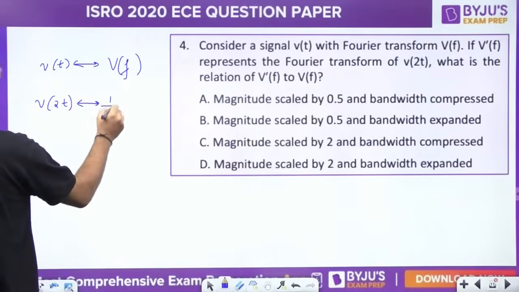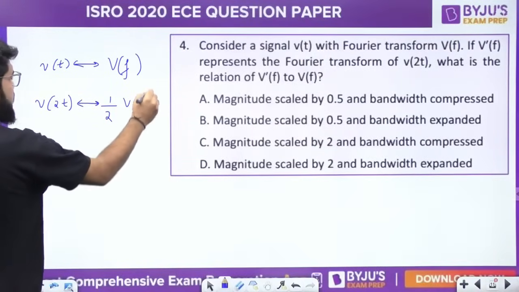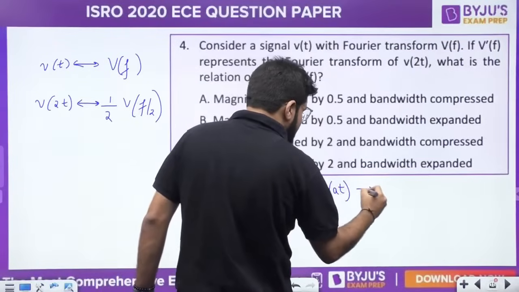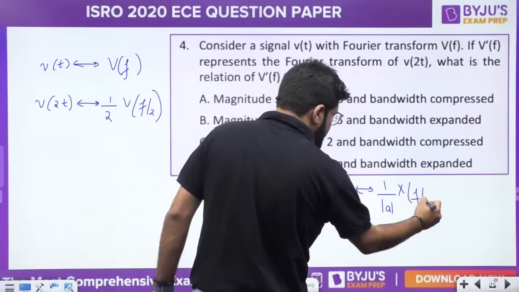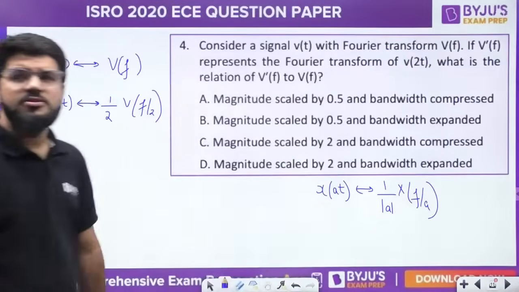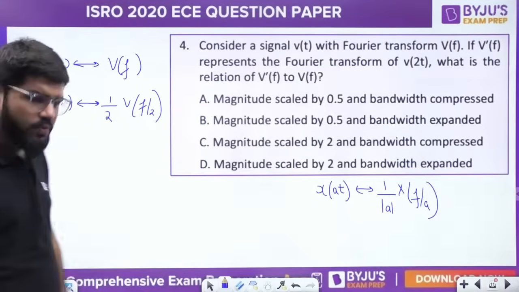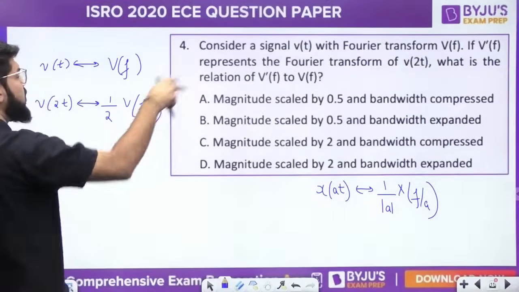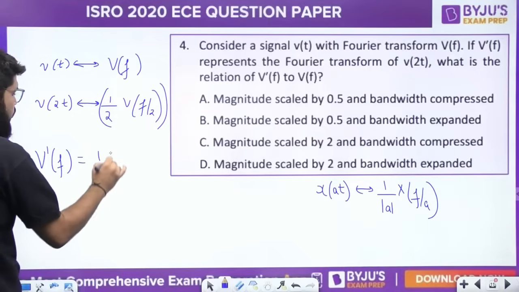Okay, it should be 1 upon modulus of 2, that is 1 by 2, V of f by 2. Because the property that you will apply is the Fourier transform of x(at) is given by 1 upon modulus of a, X of f by a. So 1 upon 2, V of f by 2. And they are telling that V dash f is the Fourier transform of V(2t). So what is the V dash f? I have calculated, that is 1 by 2 V of f by 2.